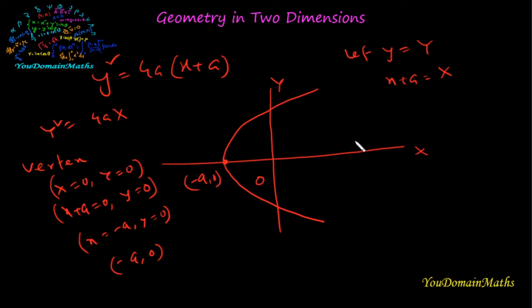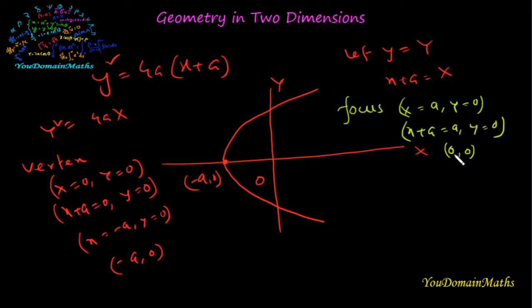And similarly, we will see the focus. For the focus, that means capital X equal to a and y equal to 0. This is the focus. Then x plus a equal to a and y equal to 0. That means 0 comma 0 is the focus. So this is the focus.